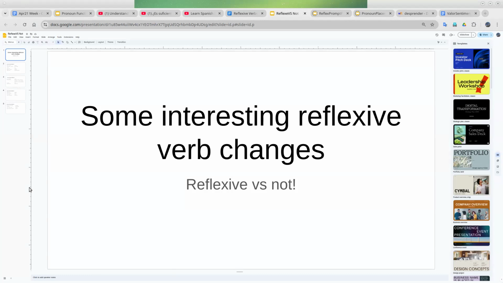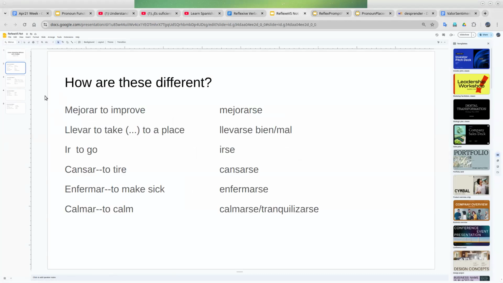Well, I didn't expect that to happen, but you kind of have to go with the flow and accept that some of these things just are reflexive. And okay, so some of these you will already have seen, but some are new. We're going to take a look at how things change.